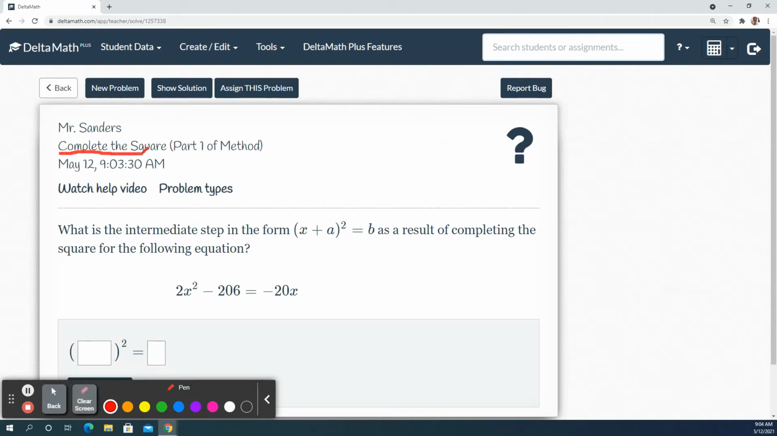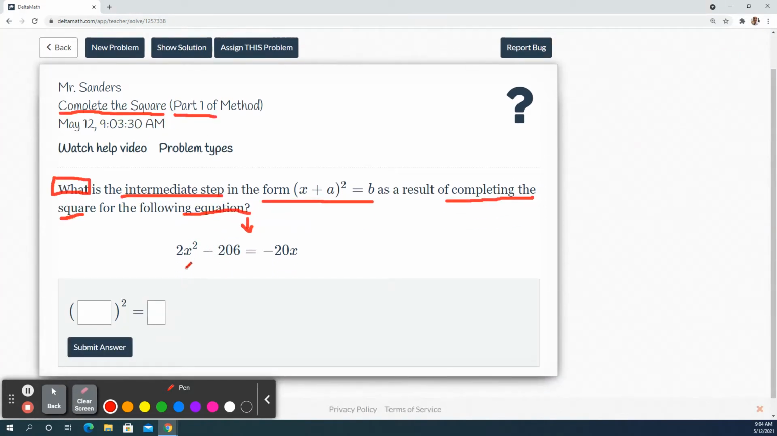We are completing the square, and this is part 1. What is the intermediate step in the form x plus a quantity squared equals b as a result of completing the square of this equation right here? All right. So when we complete the square, we have to have a 1 in front of x squared, or nothing would be there, which would represent the 1.